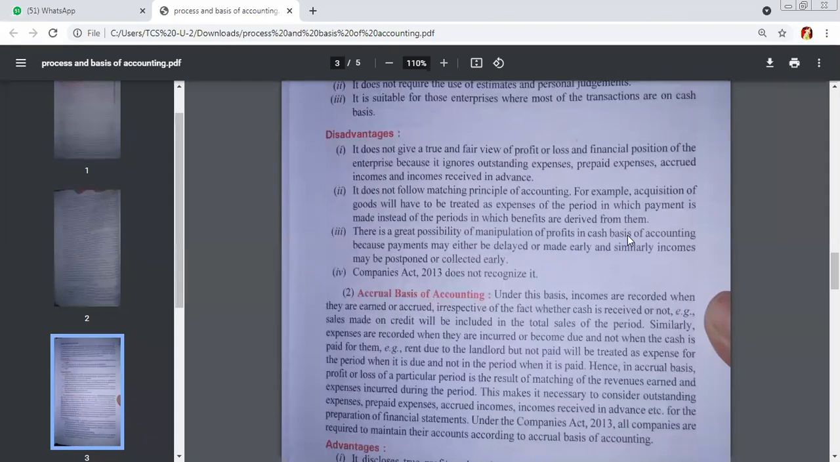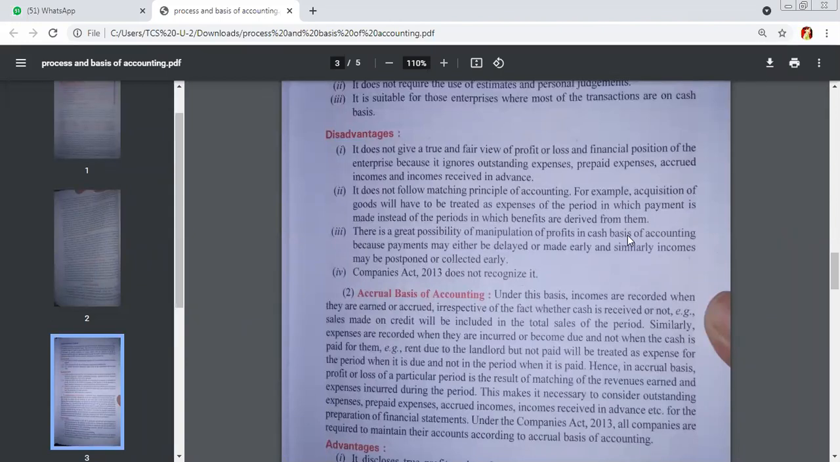So it does not give a true and fair picture of profit and loss and financial position of the enterprise, because it ignores outstanding expenses, prepaid expense, accrued income, income received in advance, etc. It does not follow the matching principle of accounting. For example, the acquisition of goods will have to be treated as an expense of the period in which the payment is made, instead of the period in which the benefits are derived from them.